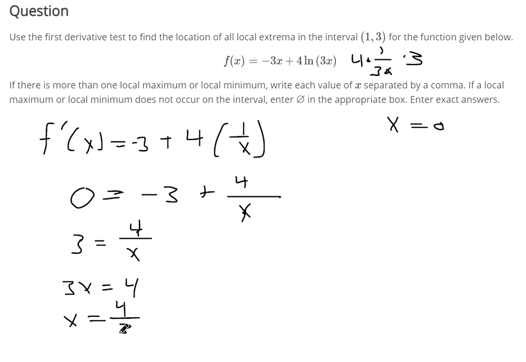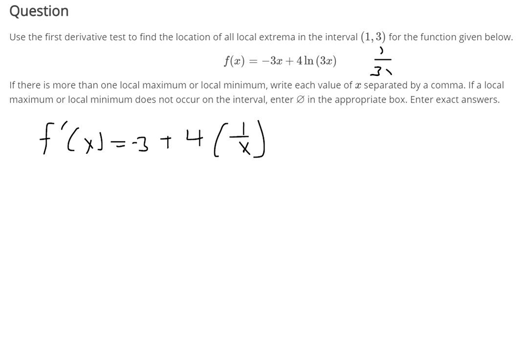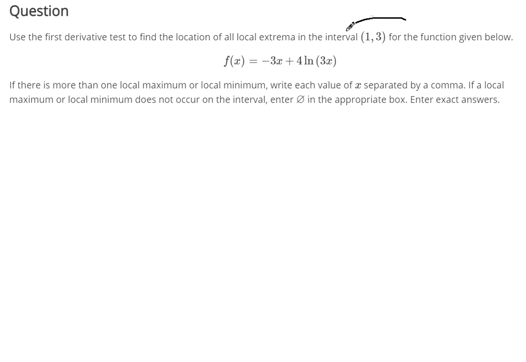So x is 4/3. So there's our other critical point. We want to analyze both of those using, I think it said, the first derivative test. Yeah, so we'll do the same thing we just did in the other problem. So 4/3 and 0. Oh, but it says on the interval 1 to 3. So ignore the 0, because that's not on this interval. 0 is on the outside. So the only critical point we want to analyze is the 4/3.